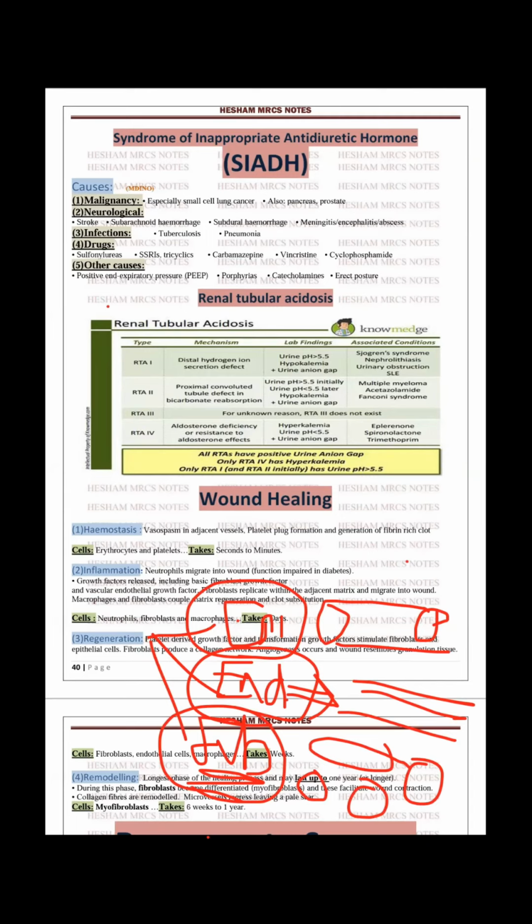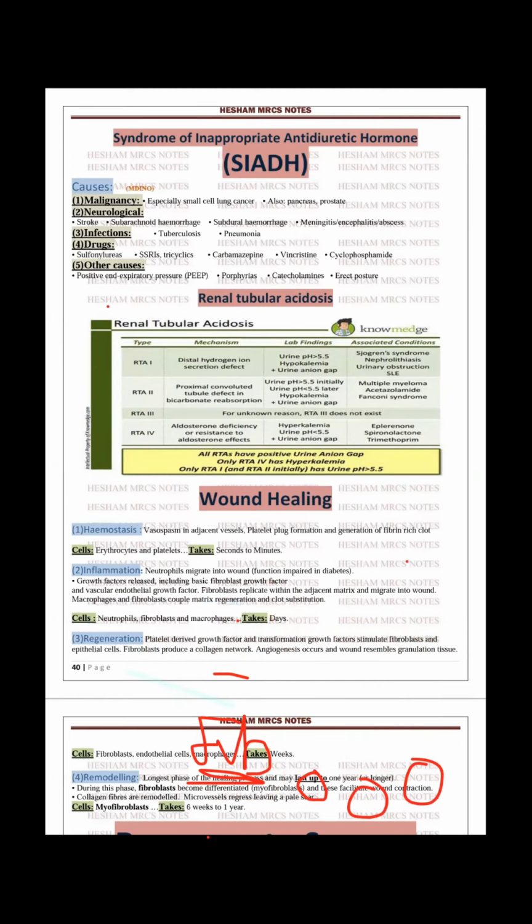While the remodeling phase may take from 6 months to years, excuse me. Then what are the cells responsible for remodeling? First cell, and the most important cell, is called a myofibroblast. Myofibroblast. How does remodeling occur?